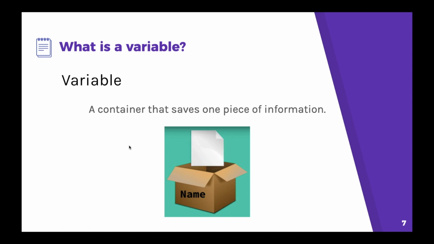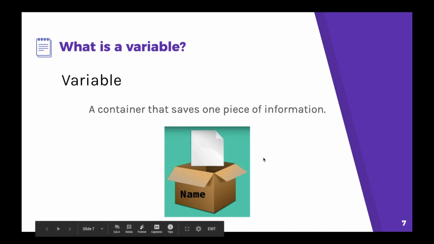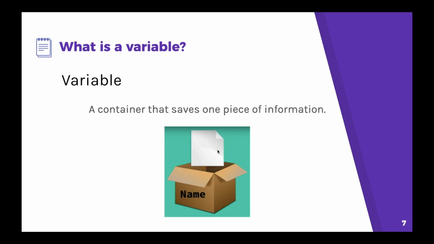In this picture, there is a box that has a name and then a piece of paper that is going to contain some type of information. But please note that a variable can change, but it only contains one piece of information. So if the variable changes, the prior information does not exist in the variable anymore. It can only save one thing.